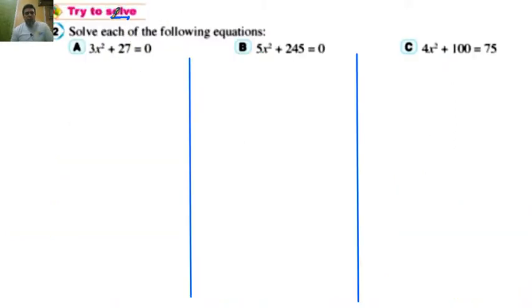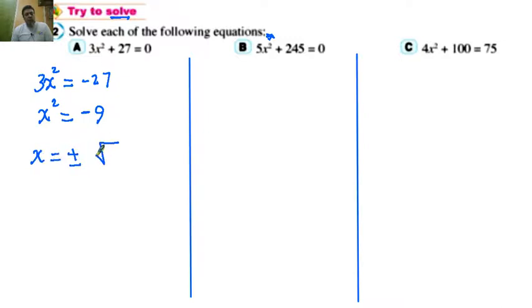Try to solve each of the following equations. The first equation, 3x squared plus 27 equals 0. By adding the additive inverse, 27 equals negative 27, divided by 3, then x squared equals negative 9. By taking the square root, then x equals positive or negative square root of negative 9. We solve this equation in complex numbers.